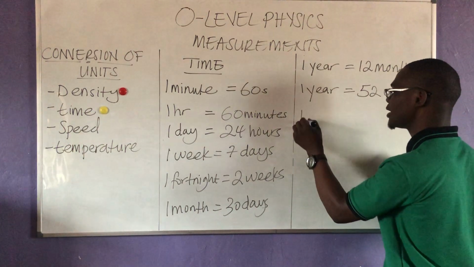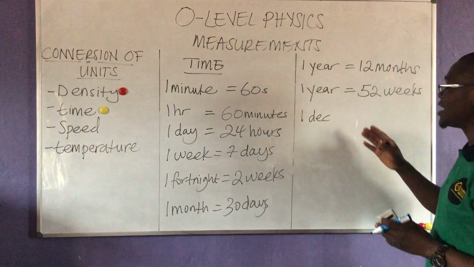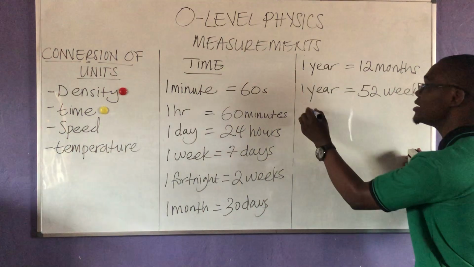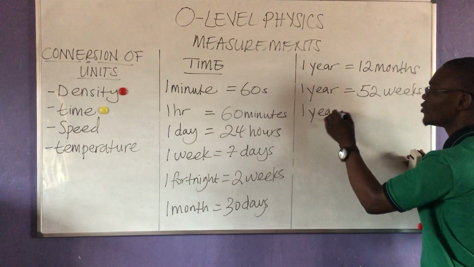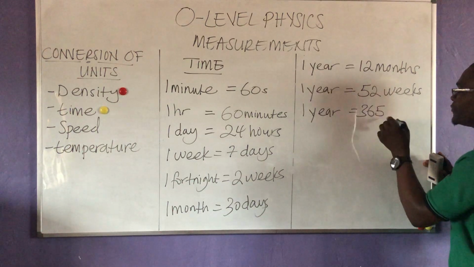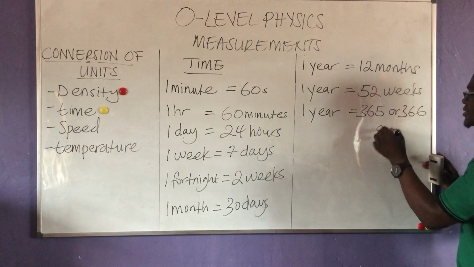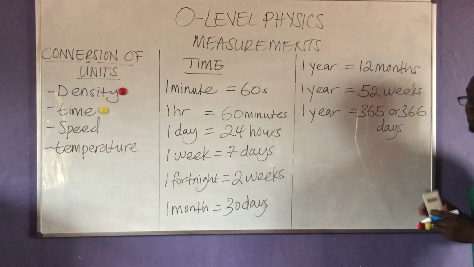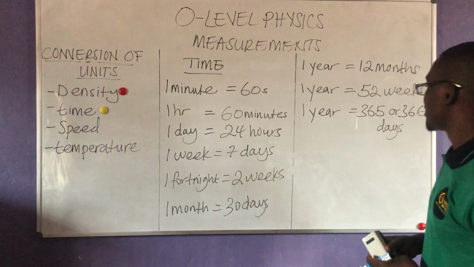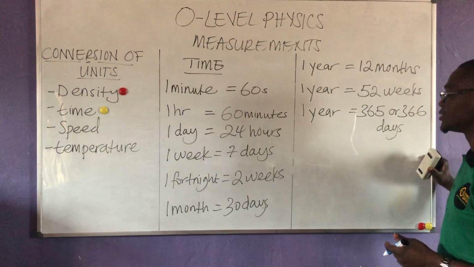Then 1 decade, or in terms of days, before we come to decade, let us also express a year in terms of days. 1 year is equivalent to 365 or 366 days, depending on the type of the year. We have the even year and the leap year. We shall look at that in detail in another topic.